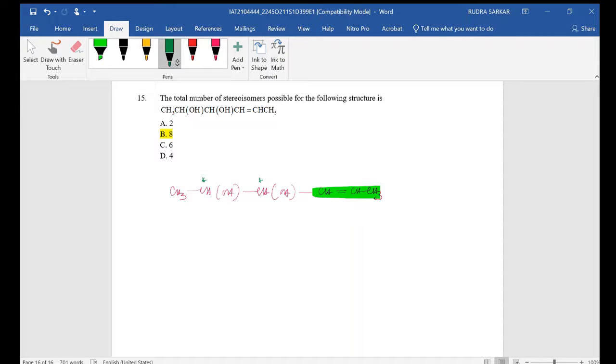So for an unsymmetrical molecule, the formula we will use is 2 to the power n, where the value of n, because of this unit here, is 1. That one is going to be 2, and that one is going to be 3. So n has the value 3. That means it is going to be 2 to the power 3, and the total number of stereoisomers will be equal to 8.